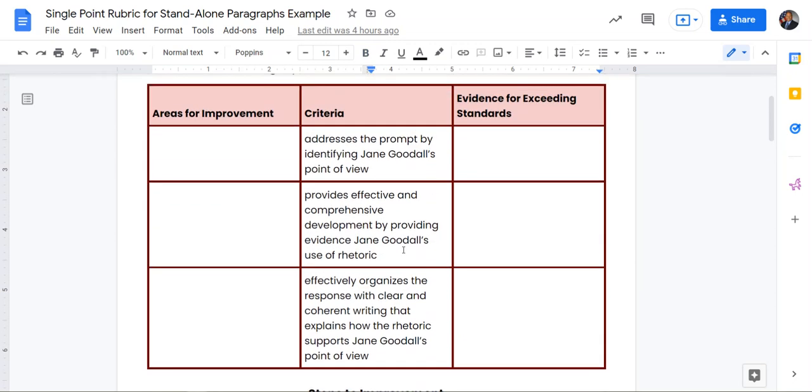Now, feedback to me is the best part of a single point rubric, because if you have a rubric with bullet points, like the rubric that we use for Dodea, it tends to be a little bit inflexible.